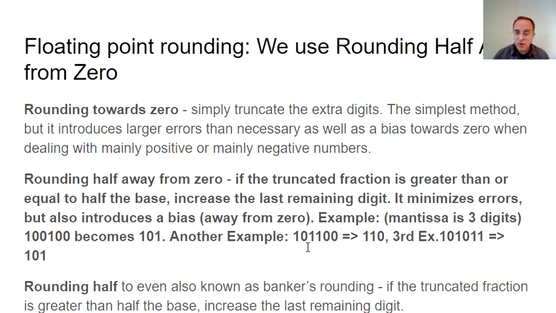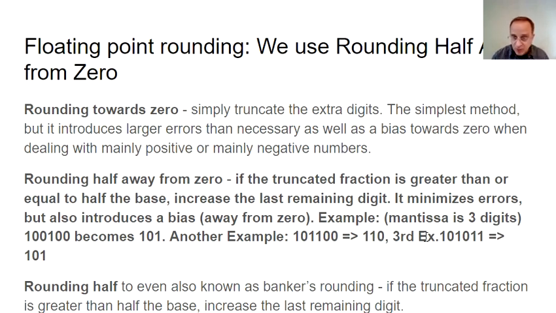Let's do another example. 101 100. So this is the same as the previous example, except that this 1 is there instead of a 0. So we add the 1 to the 1, and we get 10, or 2. So this becomes 110. Notice the 1 and the 1 add together and become 10, so it becomes 110.